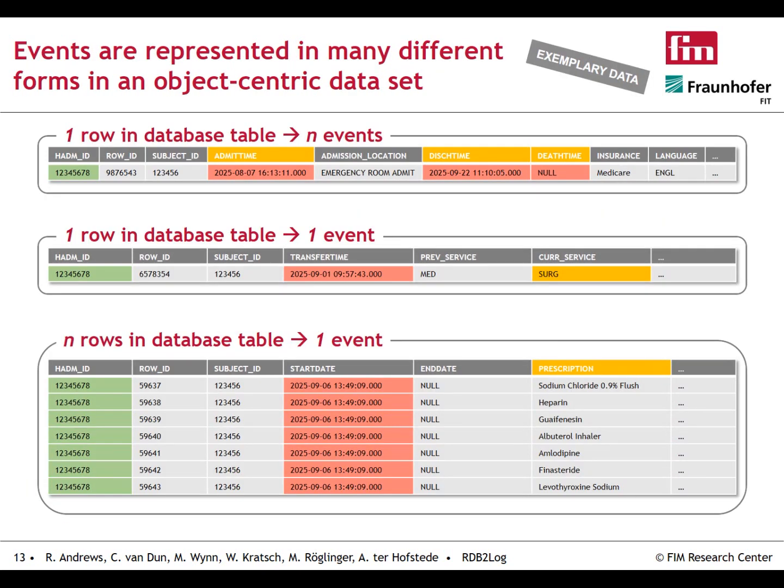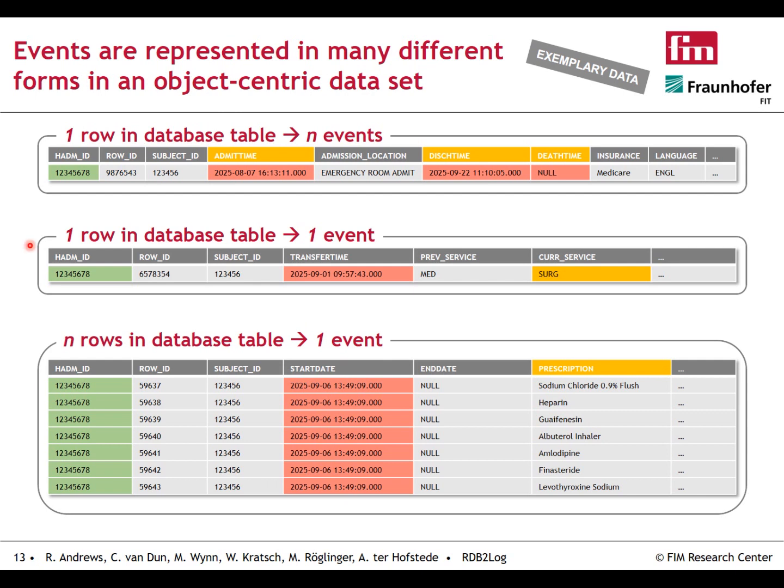After we've done that, we'd like to click this infamous button and create the event log. But how does that actually happen? We've identified several ways that events can be represented in a relational data set. I'll show you a couple of examples here, but those are not exhaustive. We've already identified several more ways of how events can be represented in the database. This is just supposed to be exemplary.